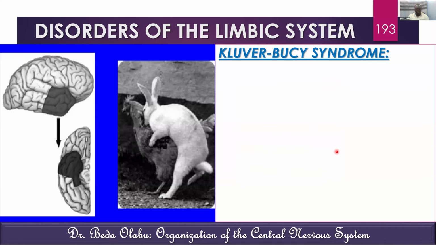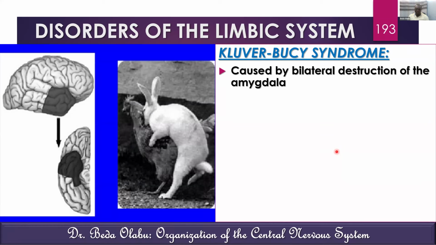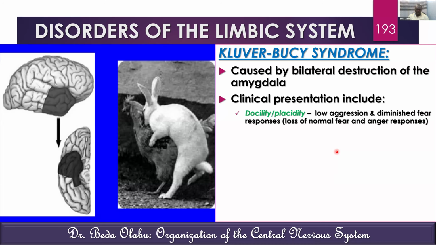The other syndrome to talk about is what we call Kluver-Bucy syndrome. Kluver-Bucy syndrome is caused by bilateral destruction of amygdala. So you involve the right and the left amygdala. The clinical presentation of this disorder includes the following. So we have docility or placidity. So this is basically loss of normal fear and anger responses. The people affected present with low aggression, and they have diminished fear responses.